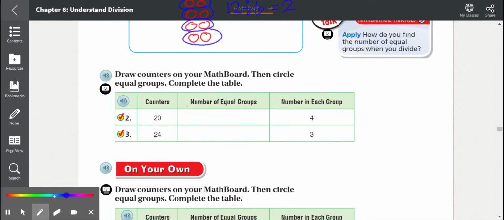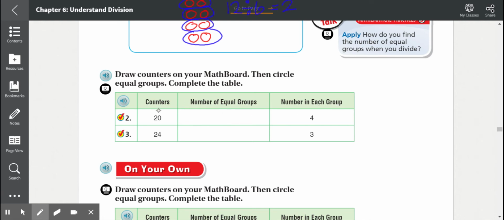Okay. So we have this table here, and we're going to fill in the missing number. It says, draw counters on your math board and then circle equal groups, complete the table. We're going to use this space over here. If you have a blank piece of paper at home, you could also use that. So we have counters, number of equal groups, and then number in each group. We are looking for this missing number.